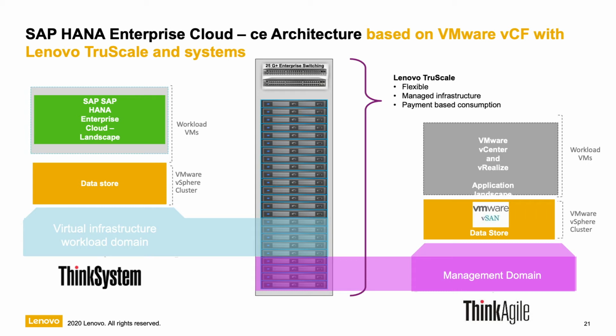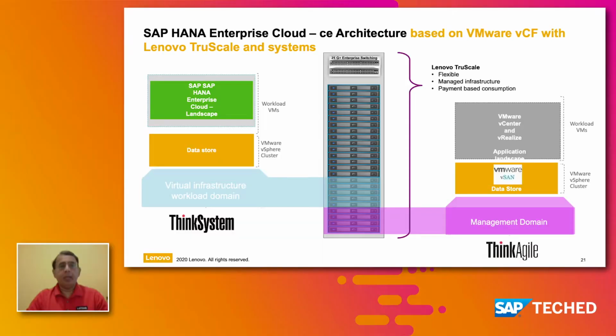And then you switch over to the workload or the virtual infrastructure side shown here on the left. And this is built up using Lenovo ThinkSystem servers, where you would house the HANA VMs, also set up on top of VMware vSphere. So the total solution infrastructure is able to offer the HANA Enterprise Cloud landscape on premises using Lenovo ThinkSystem mission critical servers.